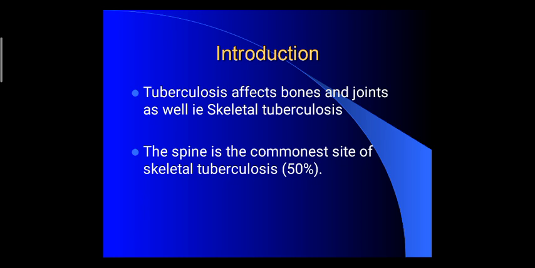Tuberculosis not only affects the lungs, it can also affect the bones and joints. That is, it affects the skeletal system. So this is called skeletal tuberculosis. In skeletal tuberculosis, the spine is the most common site. It involves around 50% of the skeletal tuberculosis cases.